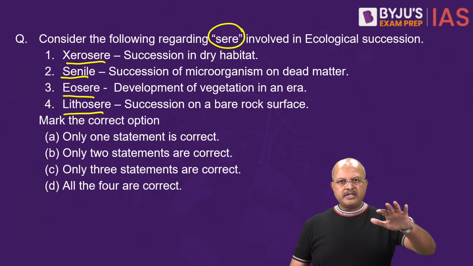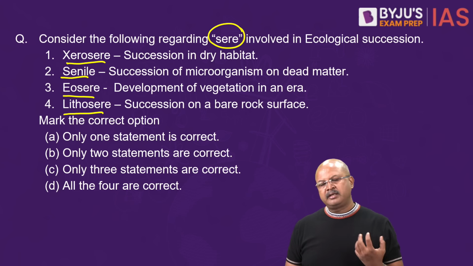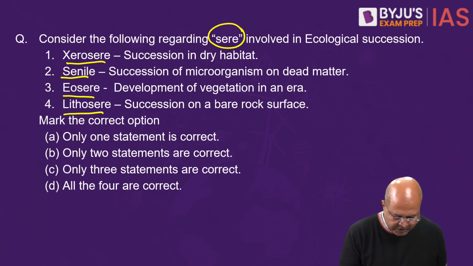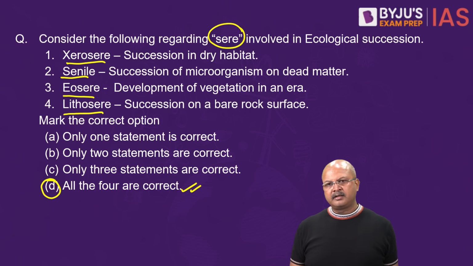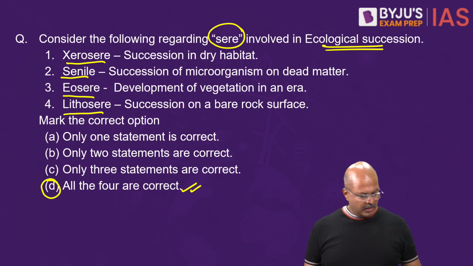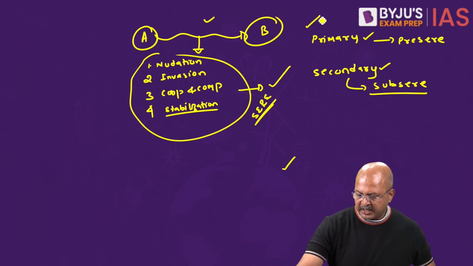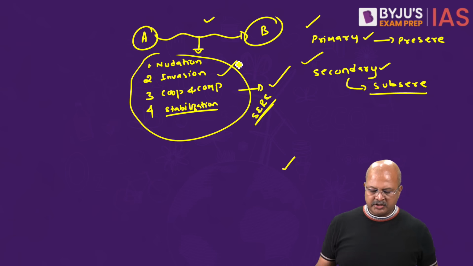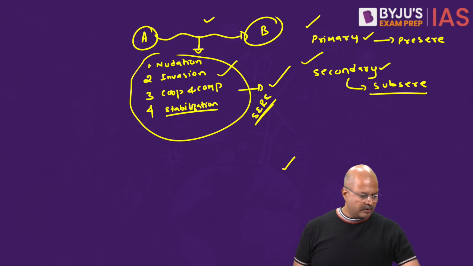Now, here if you see all these, sometimes they may ask to match the following. So all the four statements are correct here. So it is about ecological succession. You should know these terms: primary, secondary, nudation, invasion, cooperation and competition, and the characteristics of ecological succession.